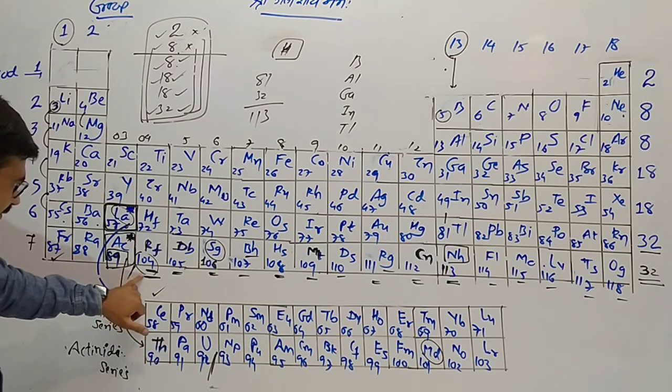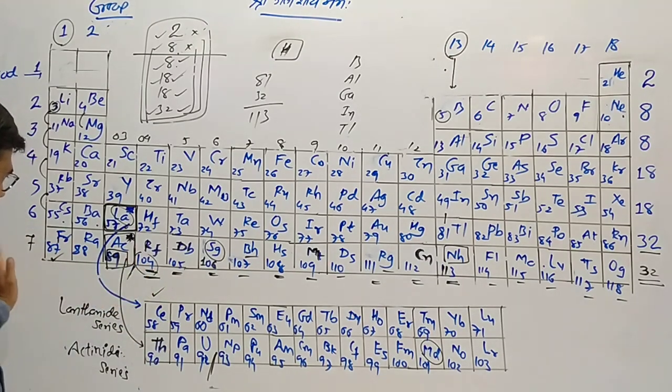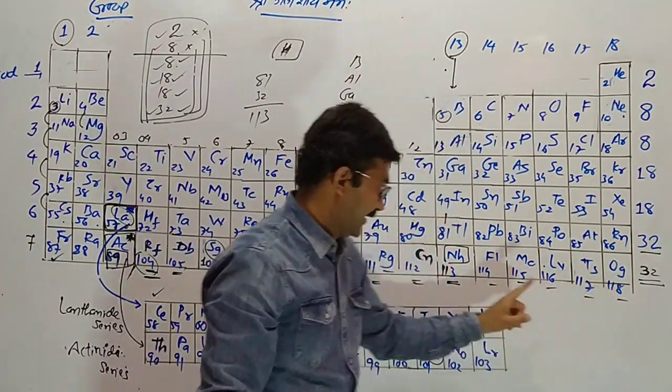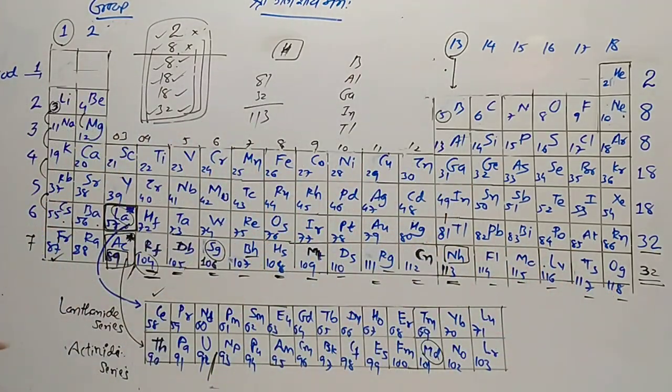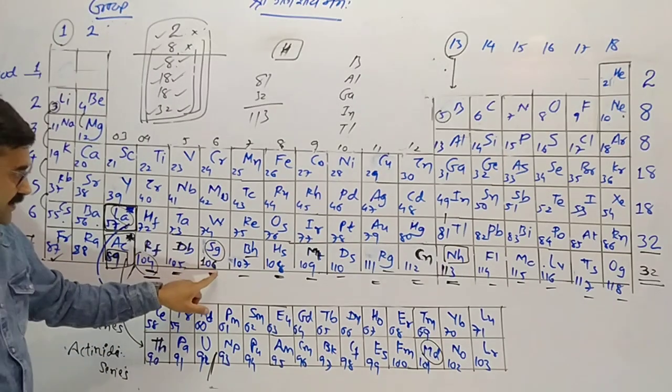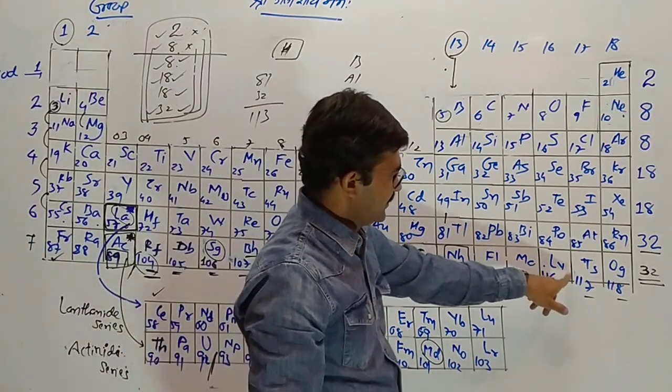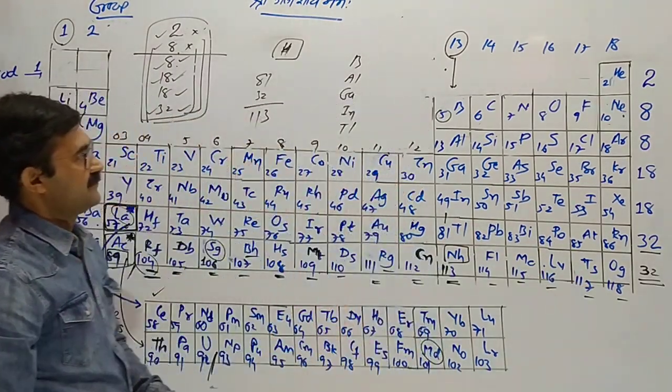From 104 to 118, from the atomic number we can decide the group number: 04, 05, 06, 07, 8, 9, 10, 11, 12, 13, 14, 16, 17 and 18.